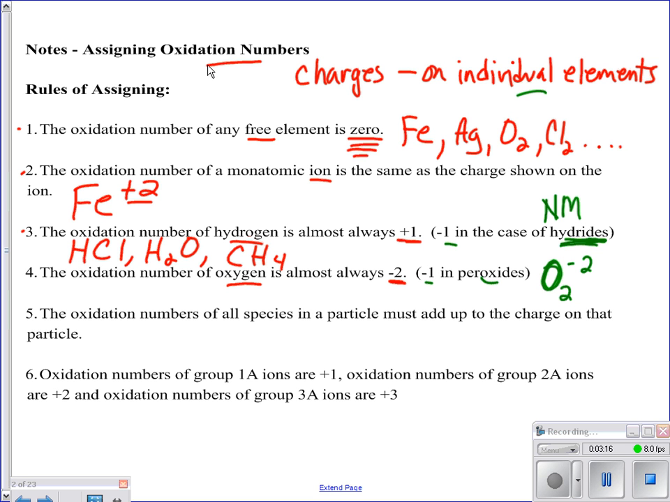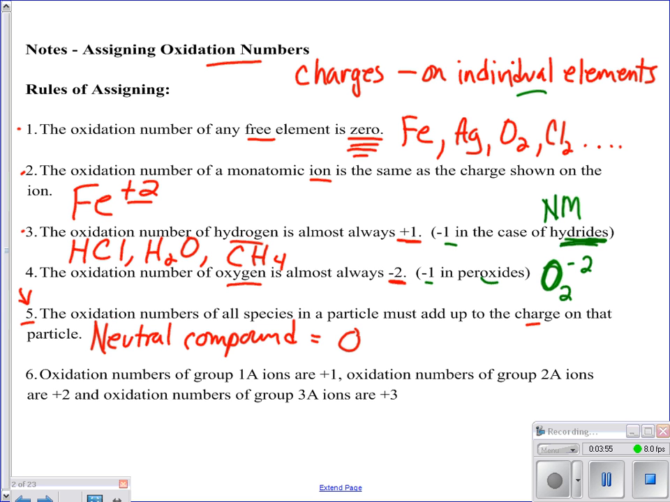Number 5, this is going to be used to help us do some calculations. But again, this makes sense. The oxidation numbers of all species in a particle must add up to the charge on that particle. Well, what that means is that if you have just a neutral compound, it's going to add up to be 0. If it's not a neutral compound, if it's a polyatomic ion, then you know what the charge is that it's going to add up to. So we're going to use number 5 to help us do some calculations and determine some of these that are not part of this list of rules.